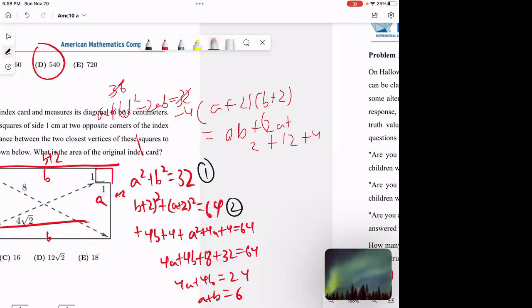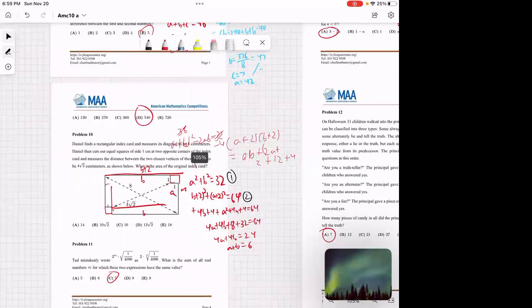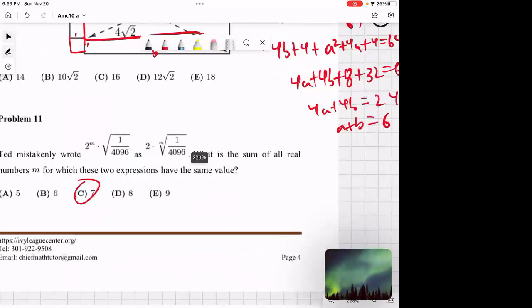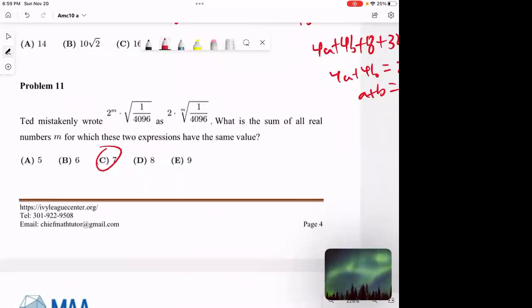Let's move on. Okay. If it will let me zoom out. Okay, yeah. Let's move on to number 11. Ted mistakenly wrote 2 to the power of m times 1 over 4,096 as 2 times the m root of 1 over 4,096.